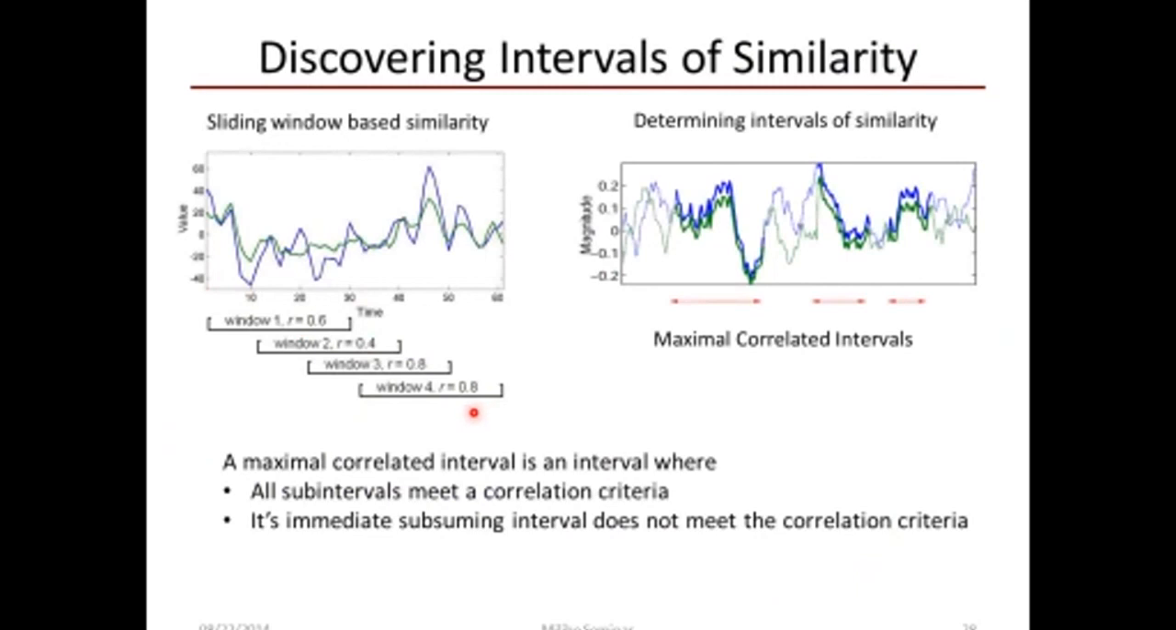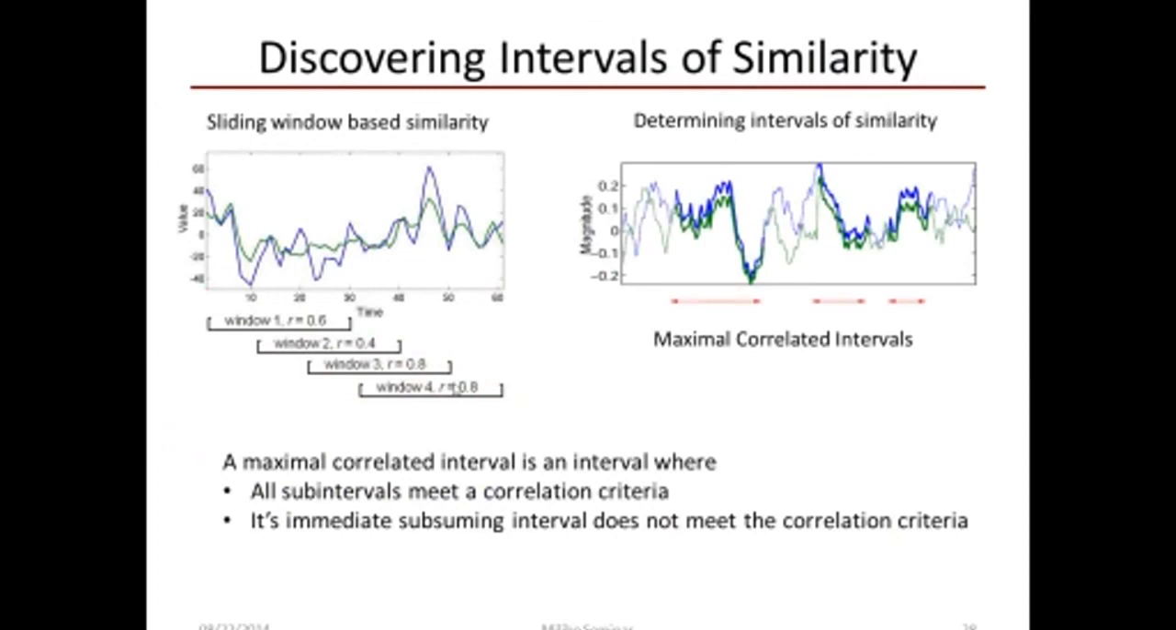And if I'm interested in only those intervals where the correlation is 0.8 or higher, I would select these two intervals here and then say this is where the two regions are highly correlated. But there is a challenge here: we know that window 3 and window 4 satisfy the correlation threshold, but there is no guarantee that the entire interval from 20 all the way to 60 will satisfy my correlation threshold.